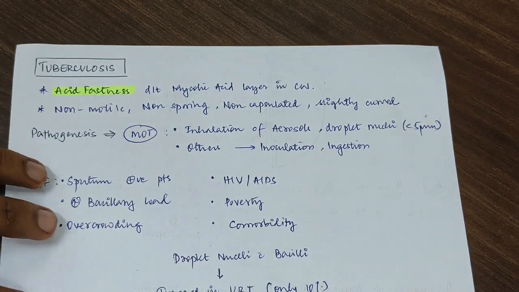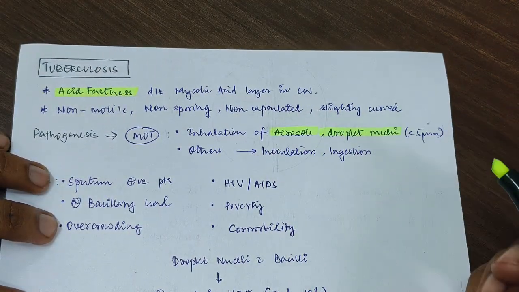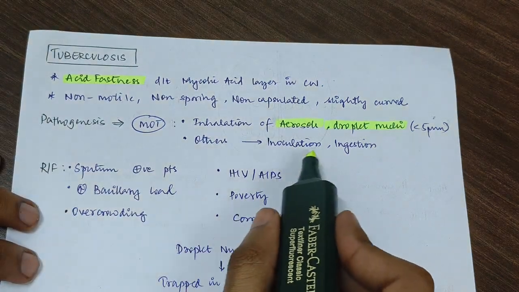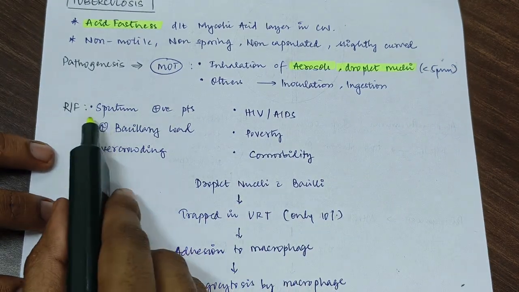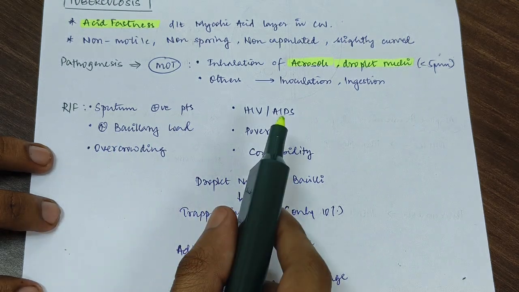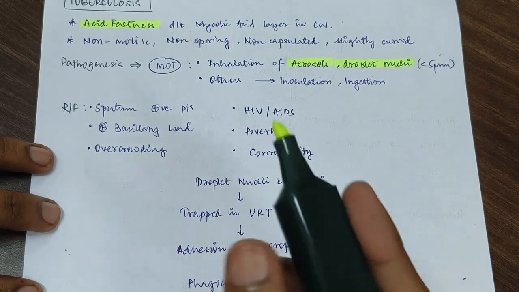Pathogenesis, basically, is inhalation of aerosols and droplet nuclei. Others are inoculation and injection. Risk factors are sputum positive patients, increased bacillary load, overcrowding, HIV patients, poverty, and comorbidity. All these are the risk factors.